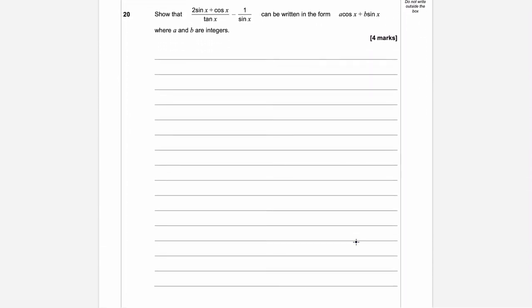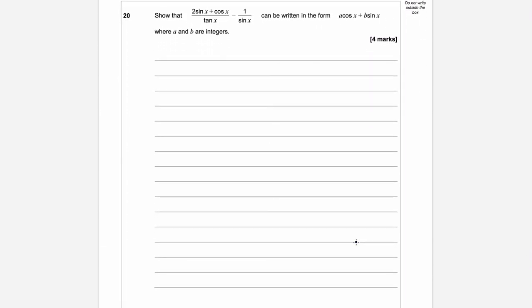Question 20, nearly done, guys. Show that this over this minus this can be written in this form where a and b are integers. Okay, so let's have a think. So we have 2 sine x plus cos x.